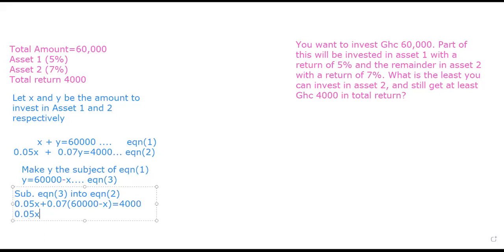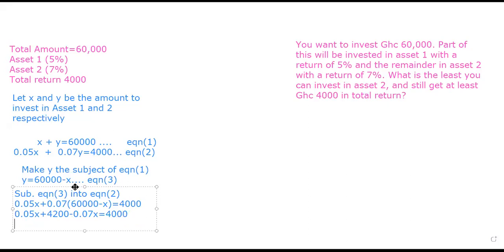So solving for X, we'll get 0.05x plus, then let's open the bracket. 0.07 times 60,000, what do you get? 4,200. So 4,200 minus 0.07x. Okay, it's equal to 4,000. Now you group like terms.